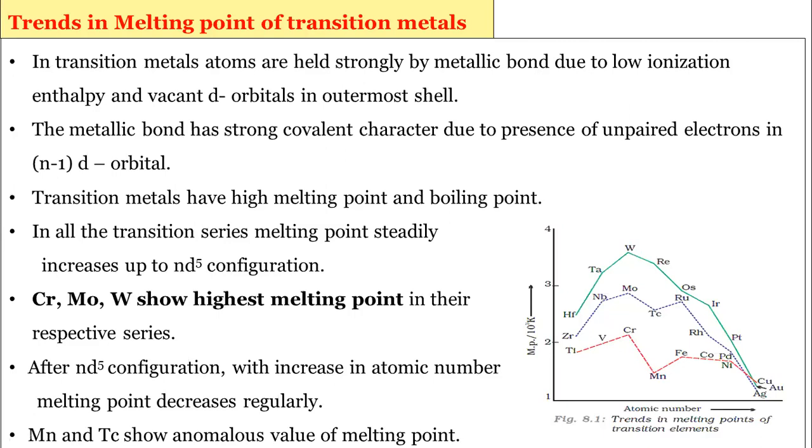So for the board examination, they will ask a 1 mark or 2 marks question: write the trends in melting and boiling point. So what is expected from the student? This graph is not expected. The values are also not expected. Only this is expected. Why? The melting and boiling point increases up to d5, so up to d5 the number of unpaired electrons increases. Again, from iron to zinc, the number of unpaired electrons decreases. So the melting and boiling point decreases, remember.